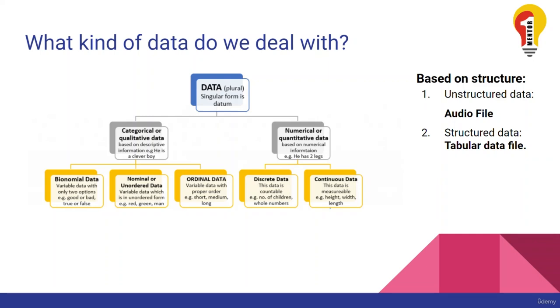Now, the higher divisions, we'll look into them one by one. Let's look into the numerical aspect first. We have discrete data and we have continuous data. The major difference is that discrete data concentrates on whole numbers. How many children do you have? Two. How many people do you have in your family? Three or four, whatever number that is. So it deals with whole numbers, but continuous data deals with decimals.